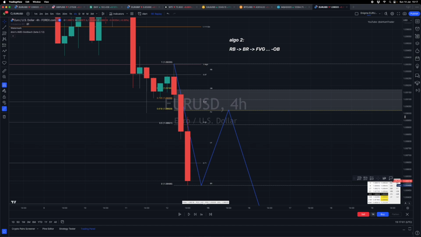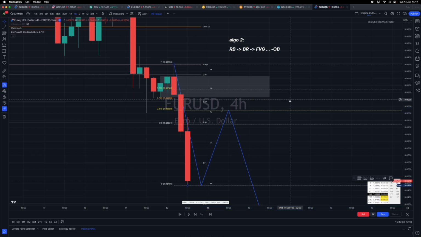How did I know this was algorithm 2? Because according to Goldbach, we expect an order block to form in this order block GB level. There is your order block. Okay? Let me remove the OTE now.